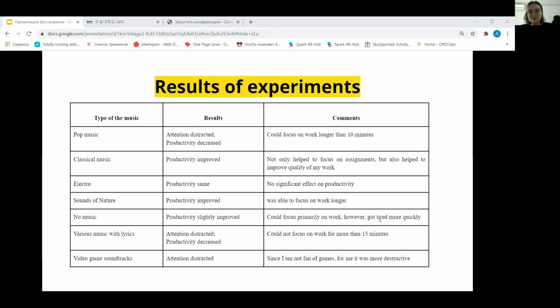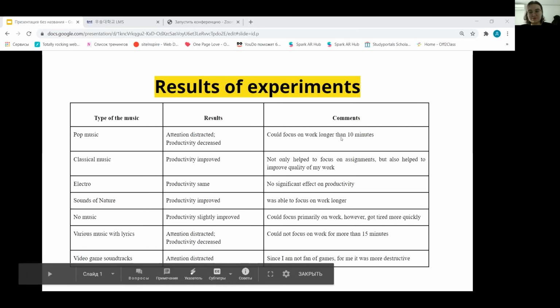Overall, the most productive types of music are classical music and sounds of nature. What I also found out is that various types of music with lyrics can just distract my attention. And also the volume of the music. With really loud music, it's really hard to concentrate. But when it's medium or low volume, it's fine.